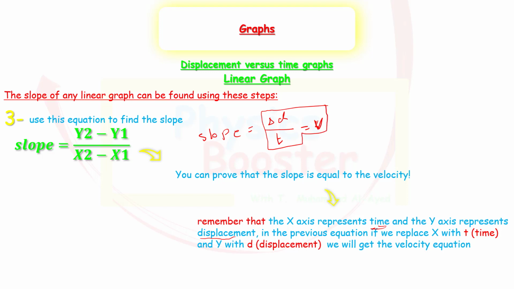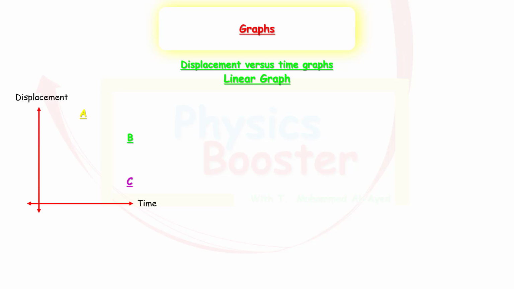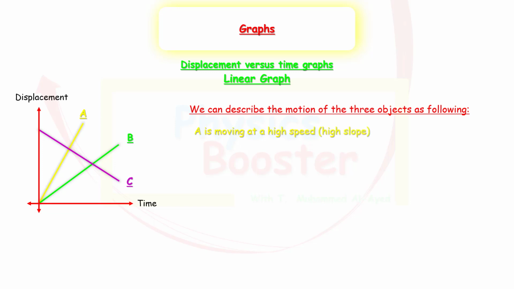Okay. Now if we want to look a little bit more deeply at displacement versus time graphs, let's look at this drawing right here and what it indicates, okay? We have three graphs, let's call them A, B, and C. If I told you to describe the motion of each of these objects, we can say that A is moving at a high speed because it has a high slope. Because the slope here is steep, we can say that it is moving at a high speed.